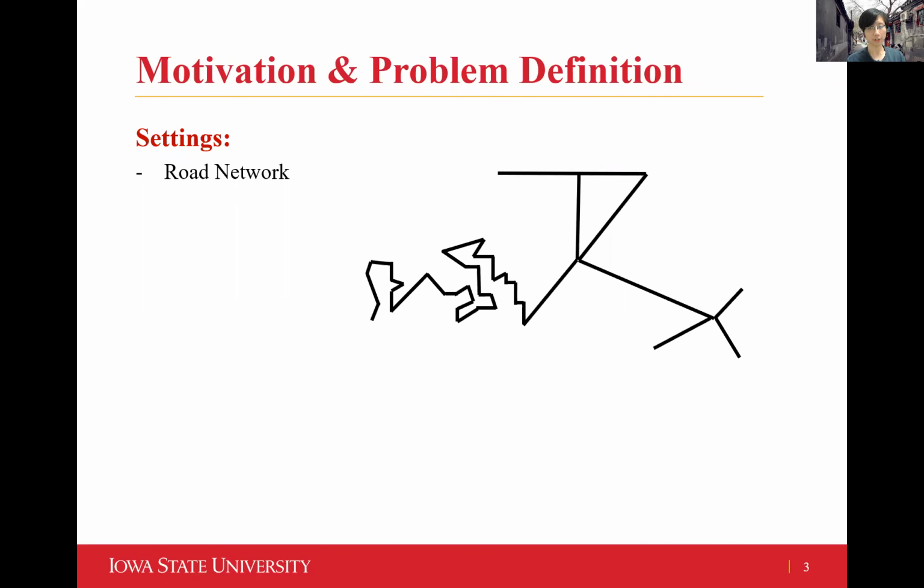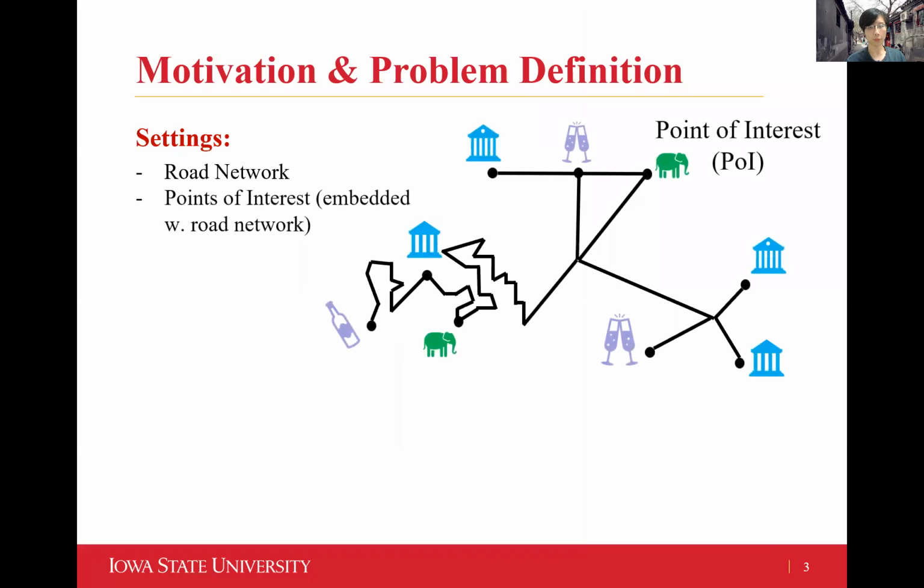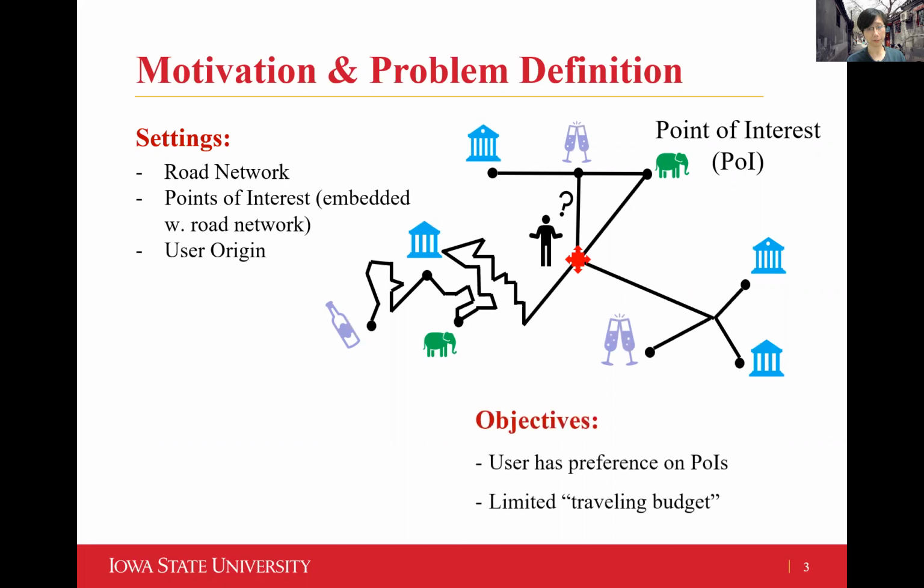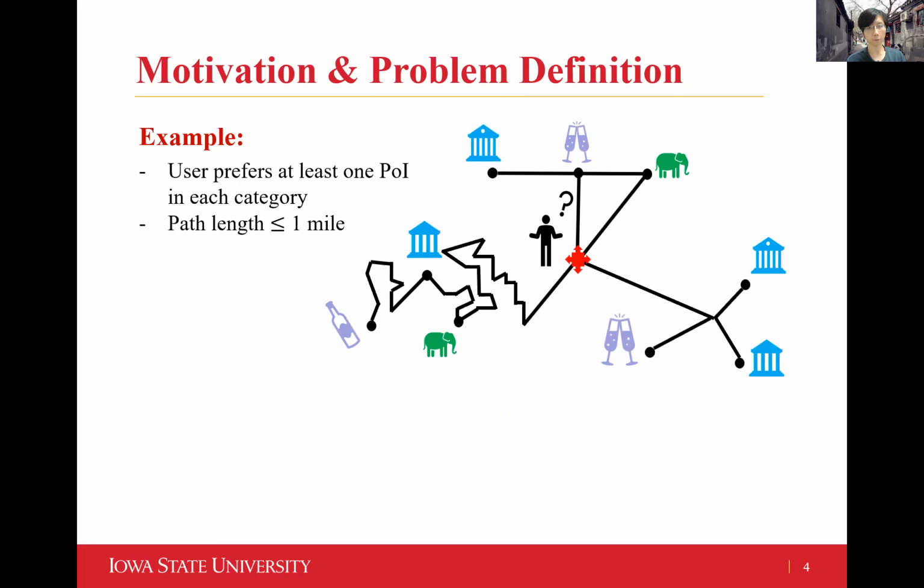This figure presents a regular road network with 9 points of interest located on it in 3 different categories. Also assume we were a visitor standing at the cross with a preference on POIs and having a constraint on traveling budget. For instance, we want to visit at least 1 POI in each category, and the path cannot be longer than 1 mile. Where should I go?